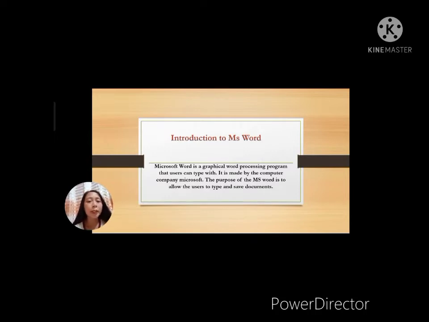Introduction to Microsoft Word. Microsoft Word is a graphical word processing program that users can type with. It is made by the computer company Microsoft. The purpose of Microsoft Word is to allow the users to type and save documents.